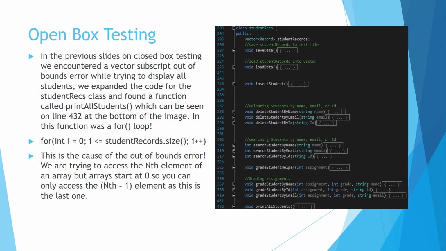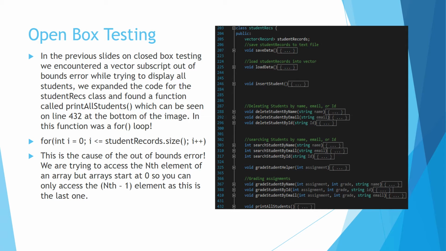In the previous slides on closed box testing, we encountered a vector subscript out of bounds error while trying to display all students. Now, we chose to expand the class here that's known as student recs instead of just the record class, because the record class, as part of the documentation, said that it just contained all the data for each student, like their name and ID and everything like that. So we expanded this class, and as we can see here in this figure, on line 432, there's a function that says print all students. So great, this is most likely where the error was at.